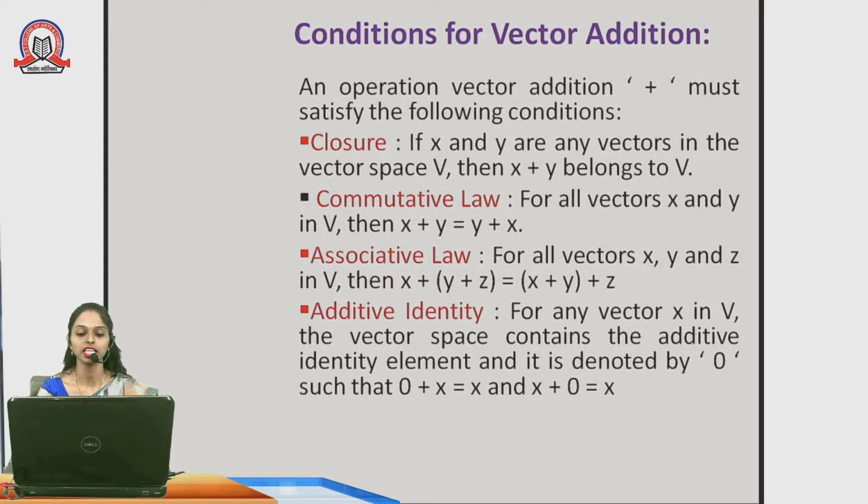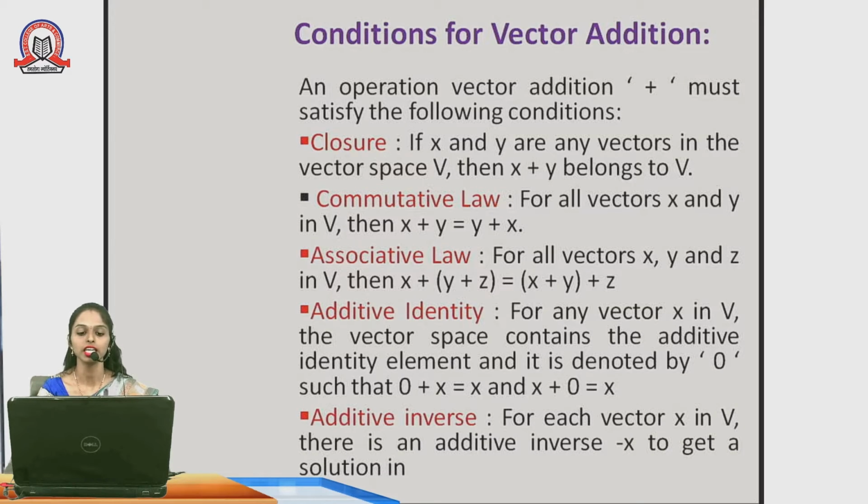Next one is the additive identity. What is additive identity? It means for any vector x in V, the vector space contains the additive identity element denoted by 0, such that 0 plus x is equal to x. It means add 0 with any vector, we get that same vector. That is 0 plus x or x plus 0, we get the answer x.